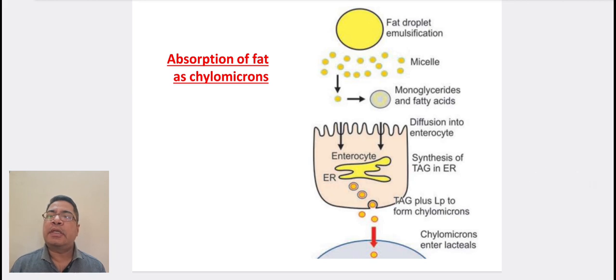Here we can see the absorption of fat as chylomicrons. Fat droplets undergo emulsification and micelle formation, and together they form monoglycerides and fatty acids. Then these two diffuse into the mucosal cell. Then they leave the mucosal cell as triacylglycerol and lipoprotein, forming chylomicrons, and finally enter the lacteals.